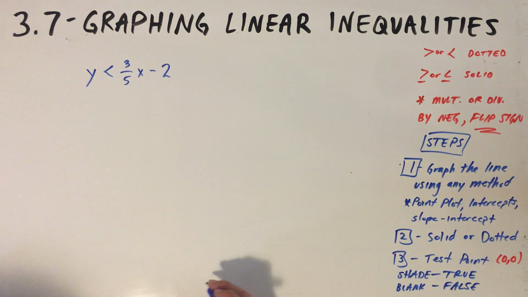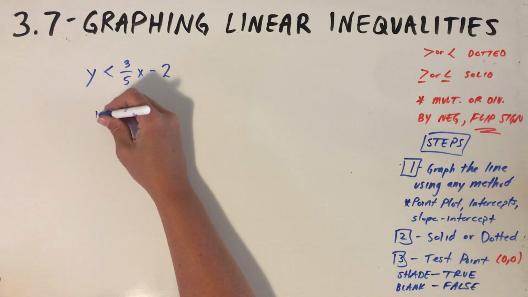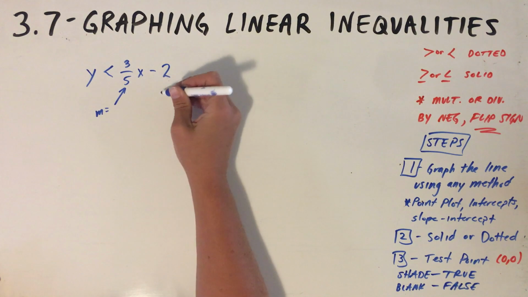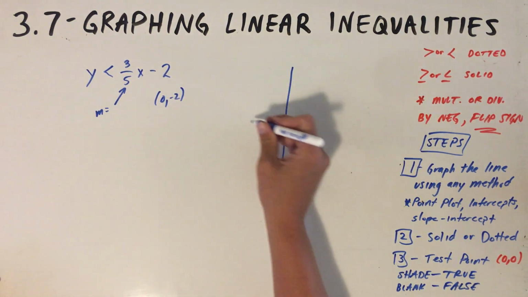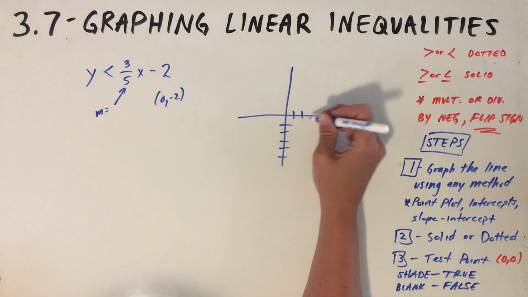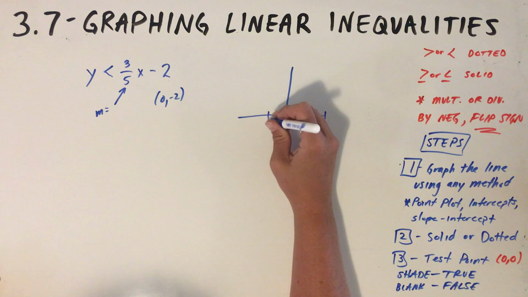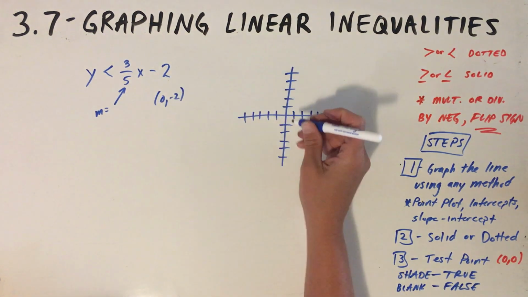Okay, so my first step is just to graph this puppy. It's in slope-intercept form, so I'm going to just say, well, this is my slope, and this is my y-intercept. So this is my y-intercept point. So let's get on my graph. Okay, my y-intercept point is (0, -2).